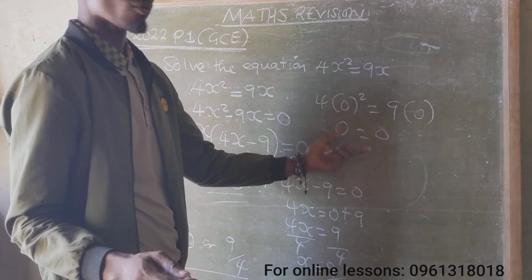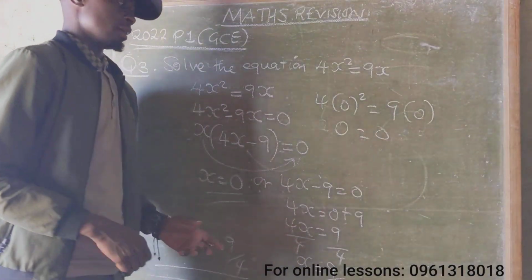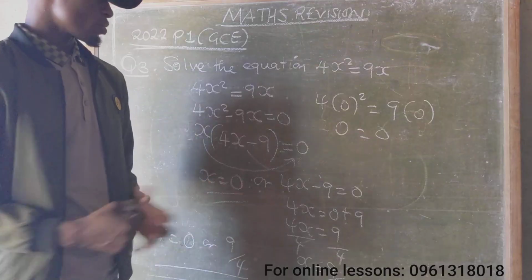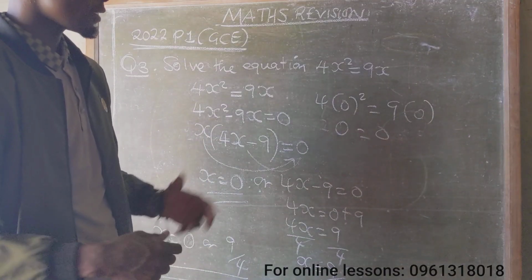That's what it simply means. An equal sign simply means what you have on this side should be equal to what is on the other side. Okay. Any question, you can as well drop the question, if you are seeking clarification.